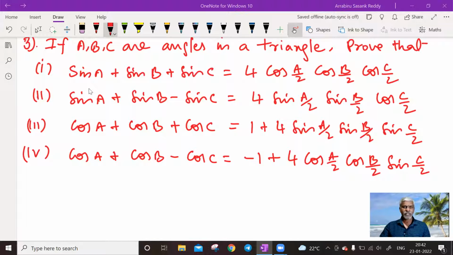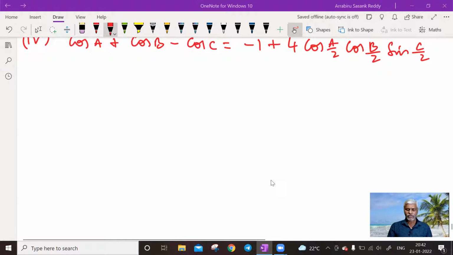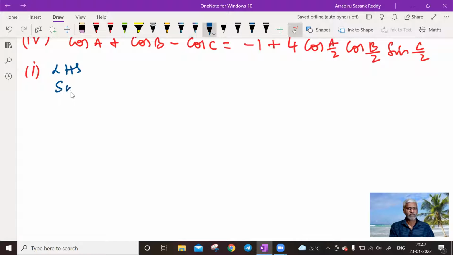Now let us take the first bit: sin A plus sin B plus sin C is 4 cos A by 2 cos B by 2 cos C by 2. First bit, left hand side: sin A plus sin B plus sin C.